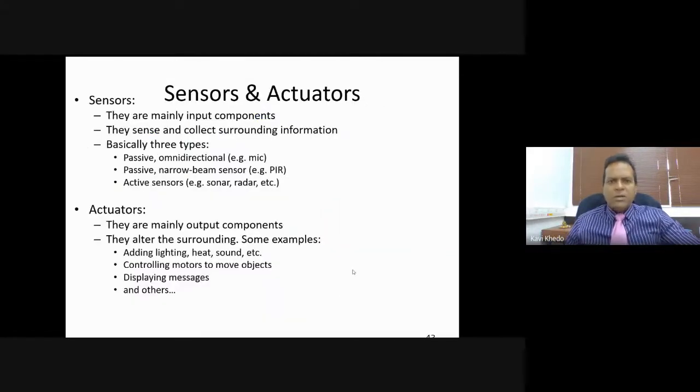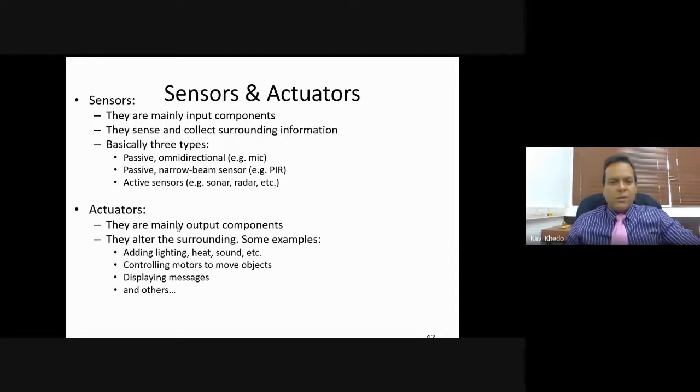Okay, so I've already mentioned to you sensors. Sensors mainly sense from the surrounding environment. You have different types of sensors: passive, omnidirectional. That is, it senses all around in the environment. For example, a mic captures sound from anywhere the sound is coming. Passive, narrow beam: the sensor captures a specific direction, because the direction matters here. A PIR, for example, is a sensor that captures whether a person is in front of a door, so it is specific to a position. And then you have active sensors like sonar, radar. So all these are different types of sensors.